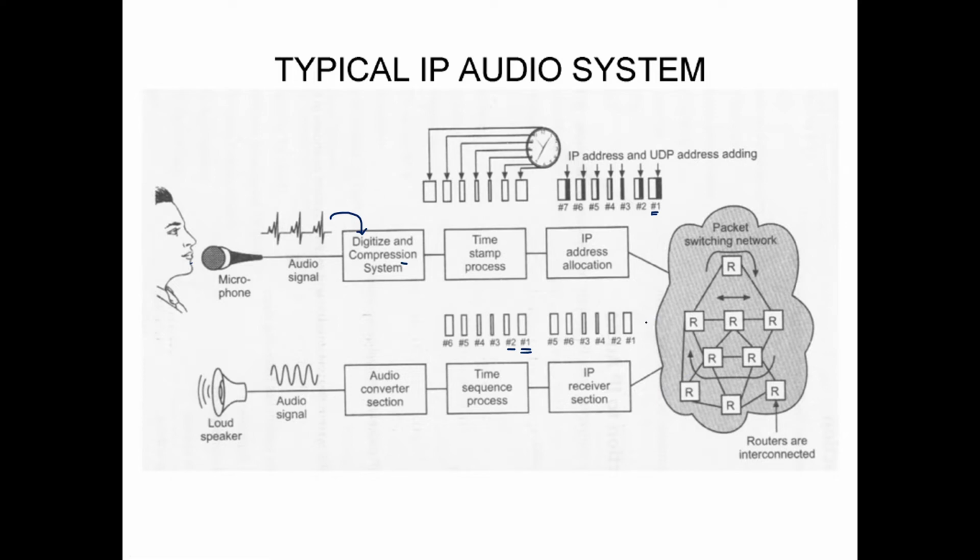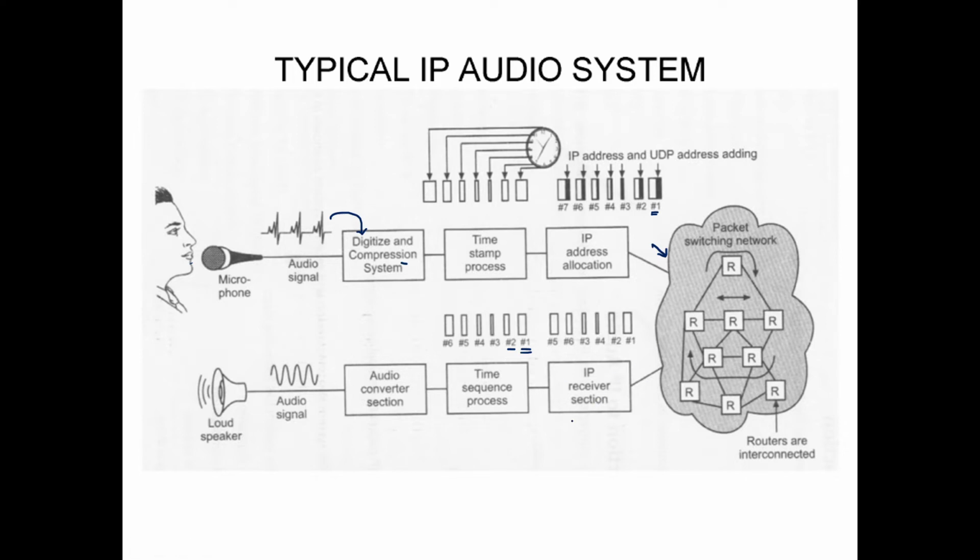That's why I need to timestamp that particular process. Now, the IP receiver section: I have put my packet on this packet switching network. My packets are going to find the shortest path to the receiver section, and then it will be received at the receiver section.